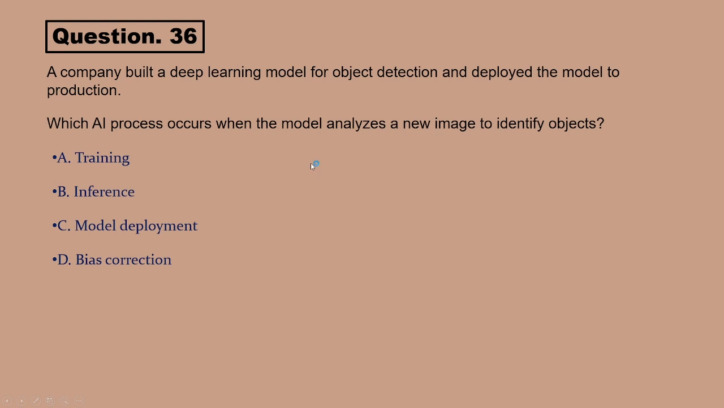Okay, now let me reveal the correct answer. Here, option B, inference, will be the correct answer. This is because AI inference is the process that a trained machine learning model uses to draw conclusions from brand new data. An AI model capable of making inferences can do so without examples of the desired result. So, option B is correct.